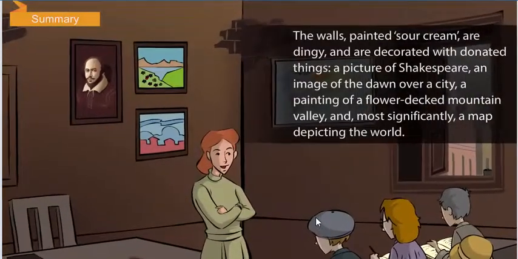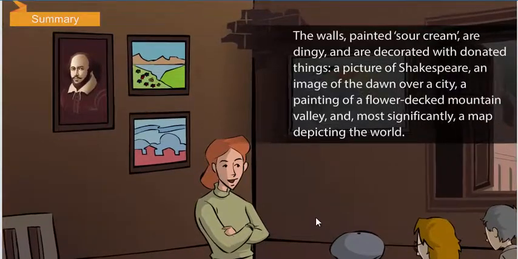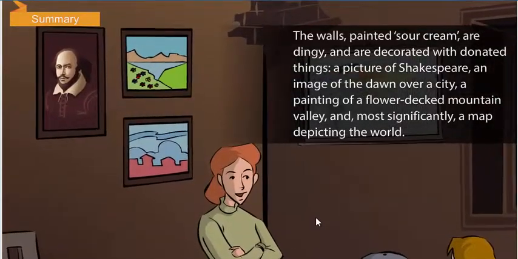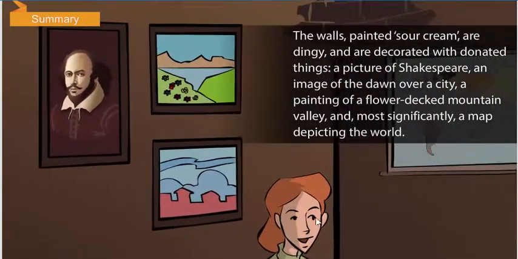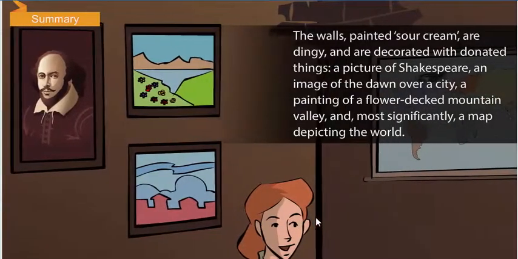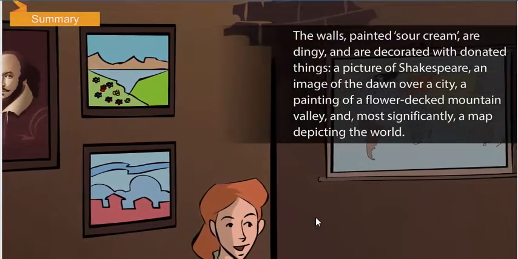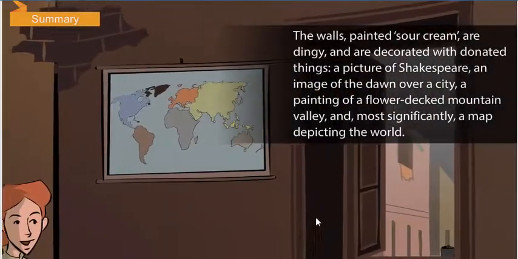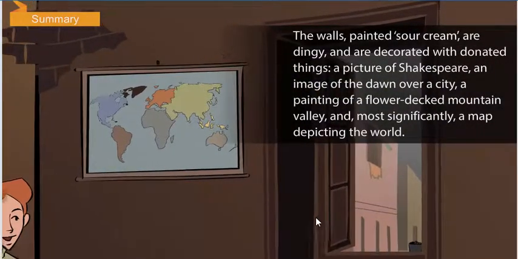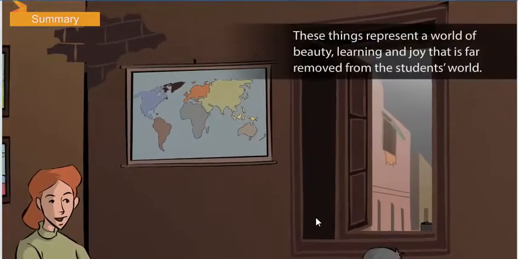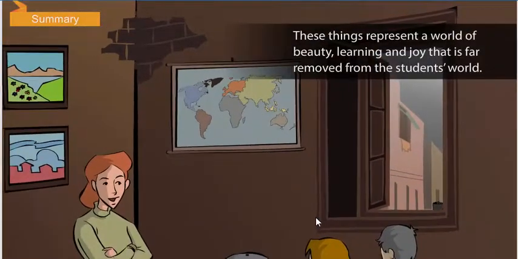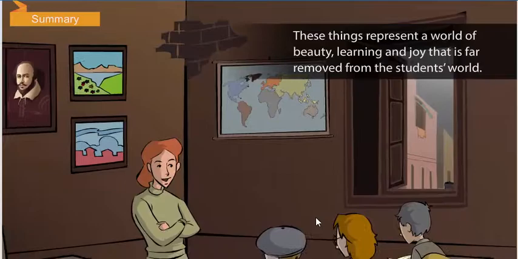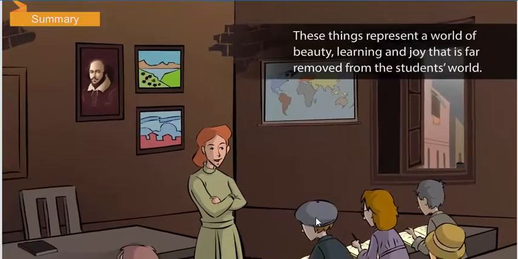The walls, painted sour cream, are dingy and are decorated with donated things. A picture of Shakespeare, an image of the dawn over a city, a painting of a flower-decked mountain valley, and, most significantly, a map depicting the world. These things represent a world of beauty, learning, and joy that is far removed from the students' world.